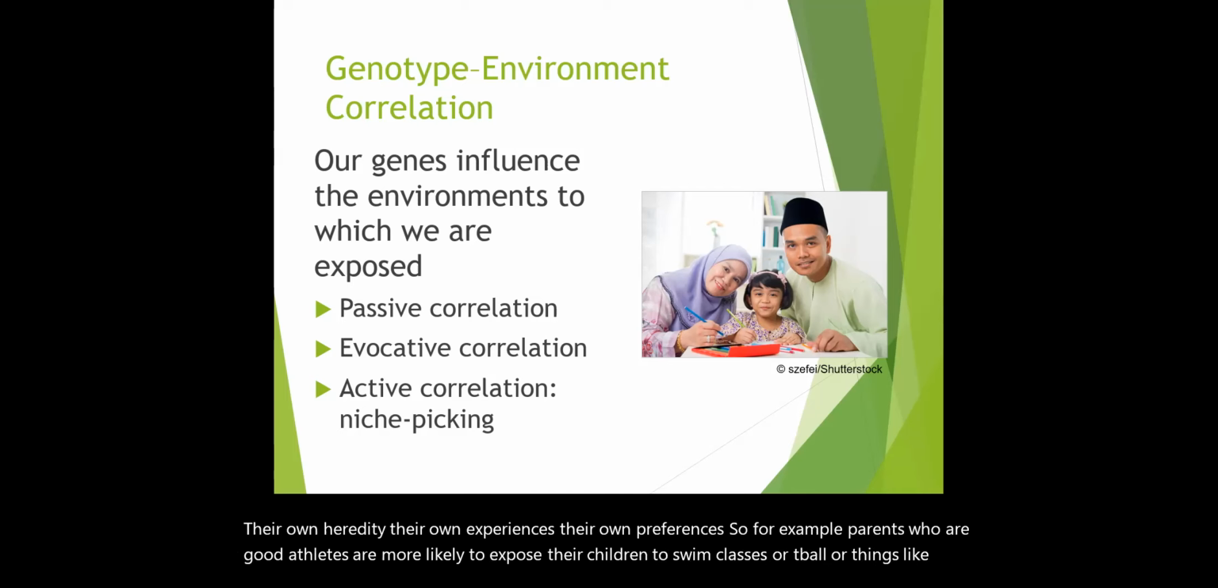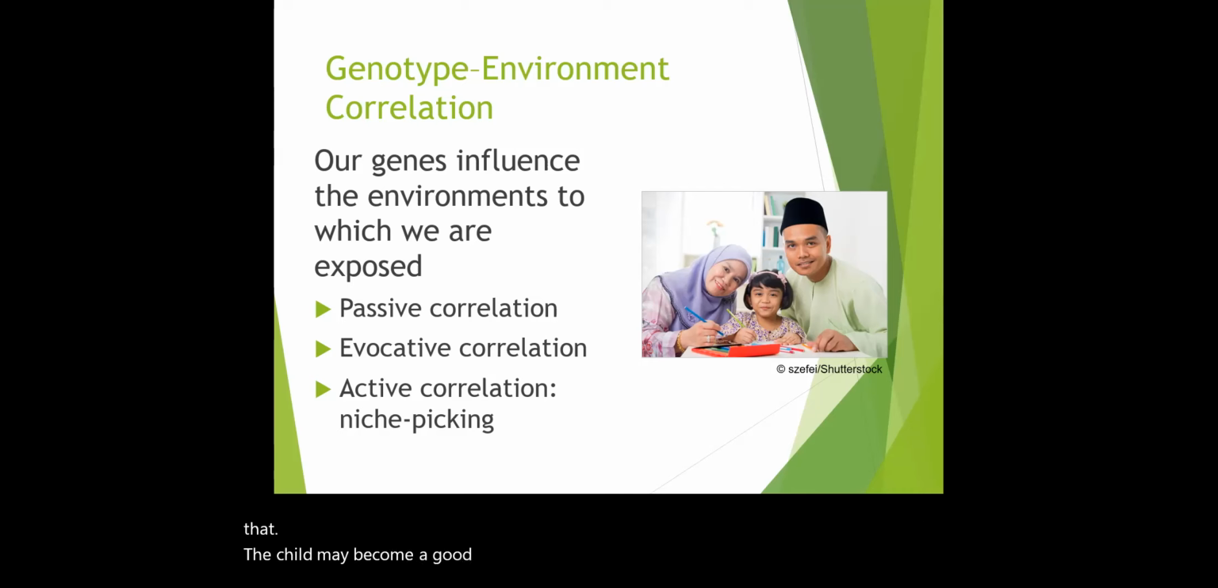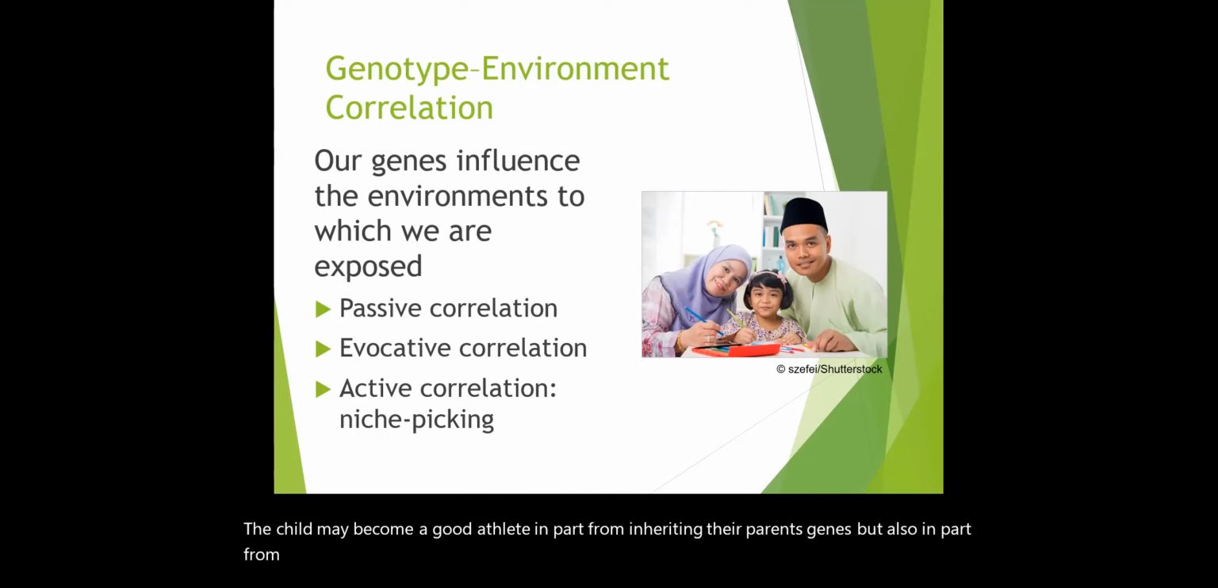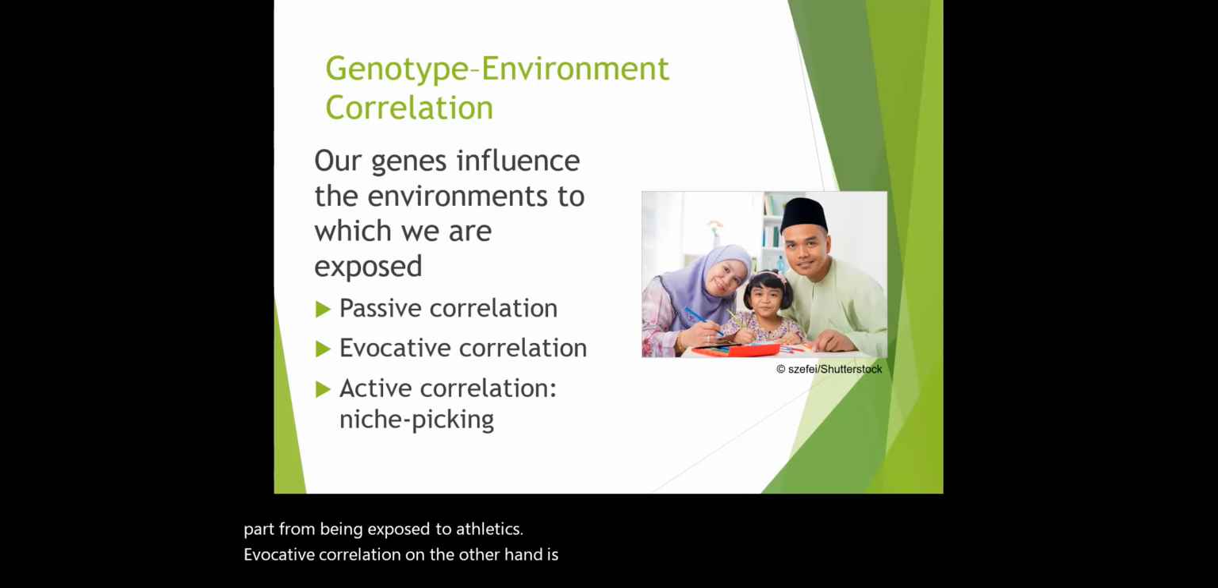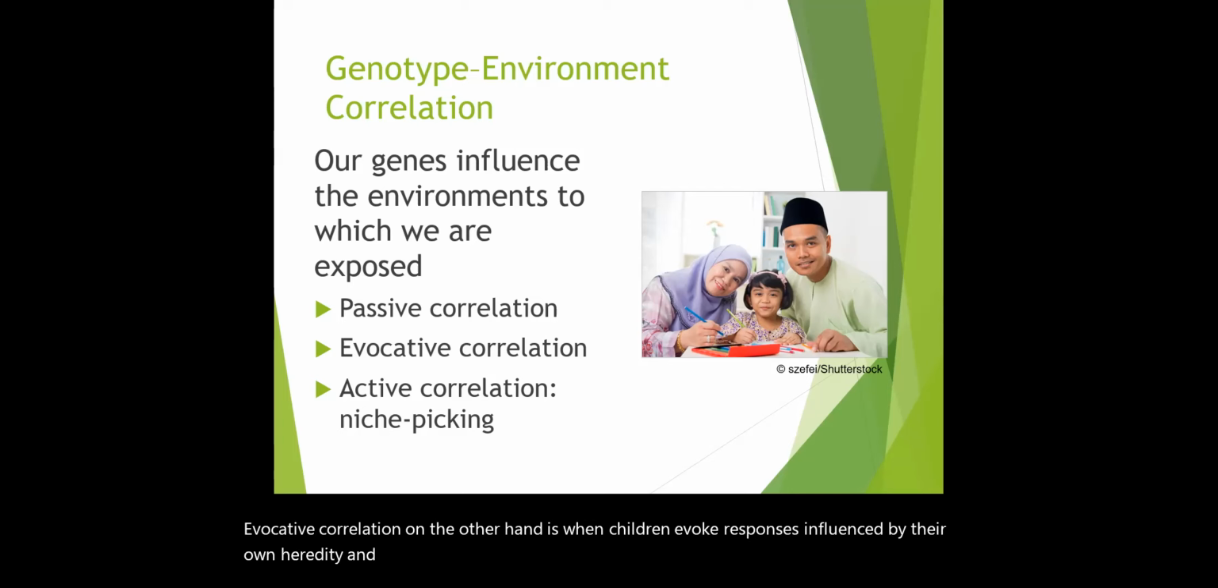The child may become a good athlete in part from inheriting their parents' genes, but also in part from being exposed to athletics. Evocative correlation, on the other hand, is when children evoke responses influenced by their own heredity. And these responses then strengthen the child's original style.